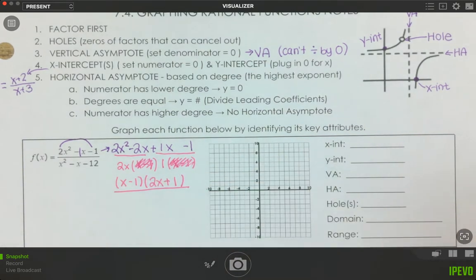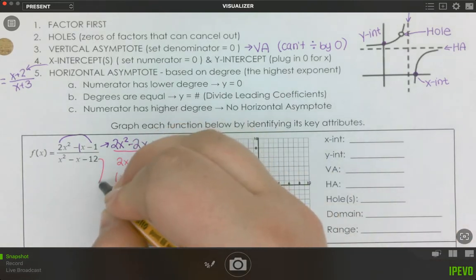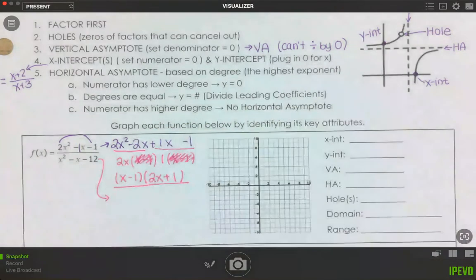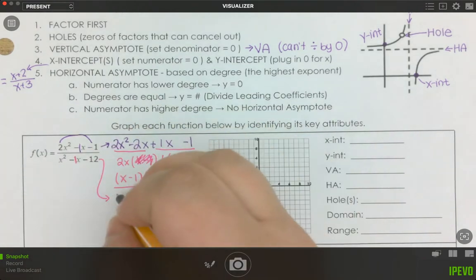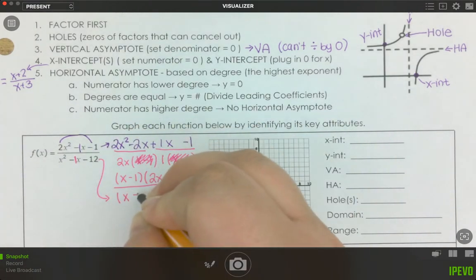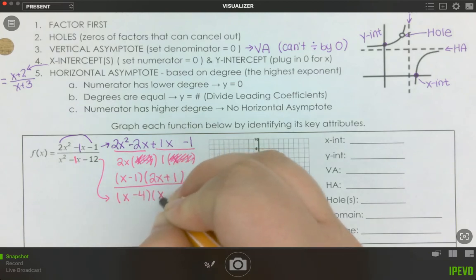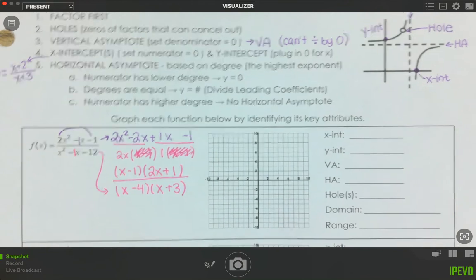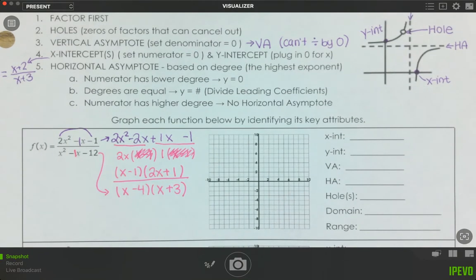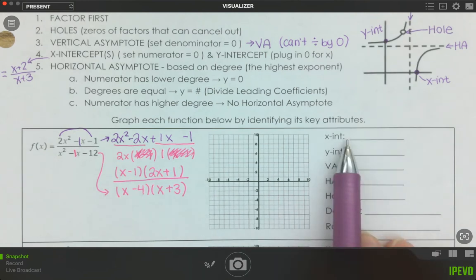Now I need to worry about the denominator. And I need two numbers that multiply to -12 and add to -1, which is -4 and +3. So it's factored. I know that took a while, but that's honestly the hardest part. Everything else afterwards you can almost do in your head. So I'm just going to kind of go down this list.